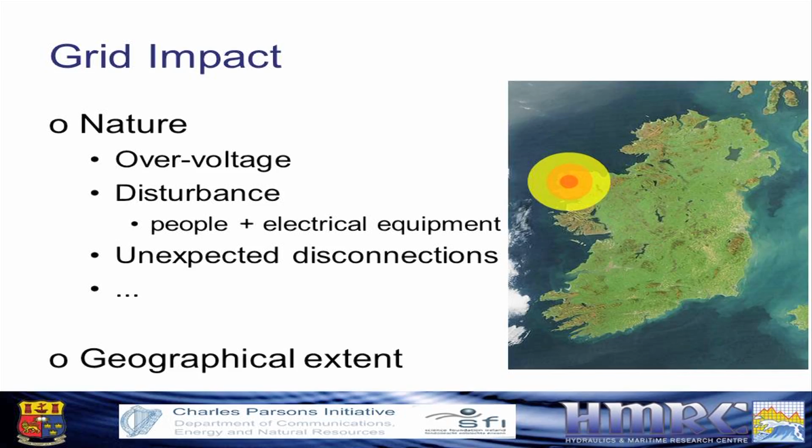So we know that we would have voltage fluctuations, but what does that mean? Does that mean that we'll have overvoltage? Does that mean that we'll have disturbance, disturbance to the customers, or disturbance to the electrical components connected to the network? Or does that mean that we will have unexpected disconnection of other power plants? We don't know yet. So that's what I'm investigating. And an additional aspect of that is to look at the geographical extent of the impact. Would that be very local, or would that be much more widespread over a region?